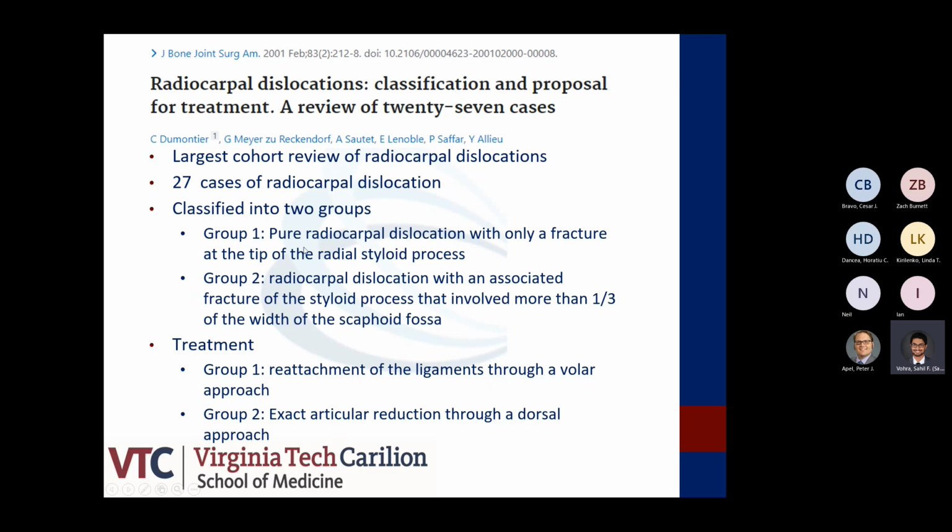Mostly ligamentous plus or minus a styloid process fracture. And then group 2 were radiocarpal dislocations with an associated fracture of the styloid process that involved more than a third of the width of the scaphoid fossa. And we have a case that will go through this and illustrate it a little better. Basically, their findings were that group 1 required reattachment of the ligaments through a volar approach to get good results. And for group 2, you had to get an exact articular reduction through a dorsal approach as well to really get good results in terms of range of motion. And they broke down the range of motion that each group achieved and shared the results there.